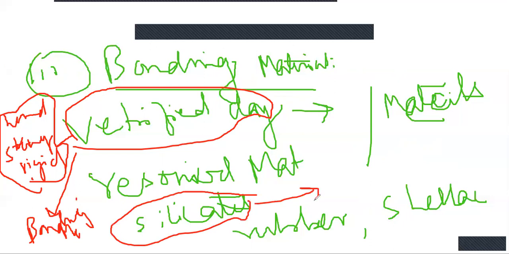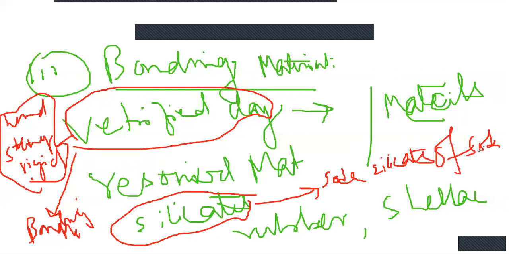Silicate bonds are essentially the silicates of soda. Actually, it is made of soda. Silicate of soda, or another name is water glass.